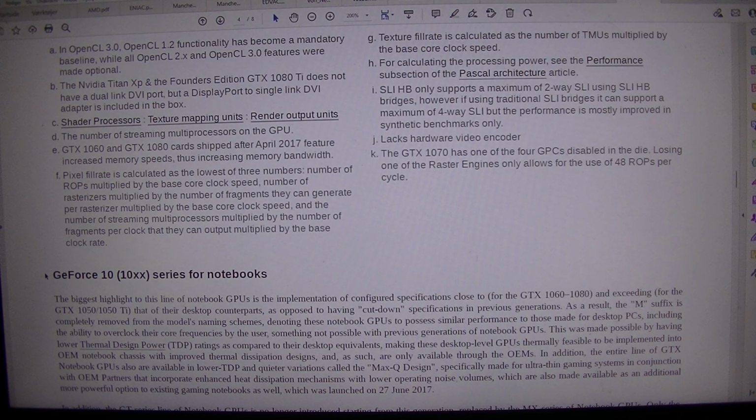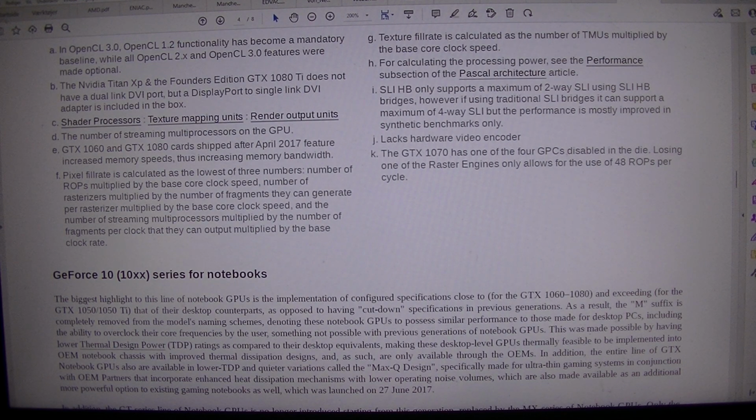Pixel fill rate is calculated as the lowest of three numbers: number of ROPs multiplied by the base core clock speed; number of rasterizers multiplied by the number of fragments they can generate per rasterizer multiplied by the base core clock speed; and the number of streaming multiprocessors multiplied by the number of fragments per clock that they can output multiplied by the base clock rate. Texture fill rate is calculated as the number of TMUs multiplied by the base core clock speed. For calculating the processing power, see the Performance subsection of the Pascal architecture article.